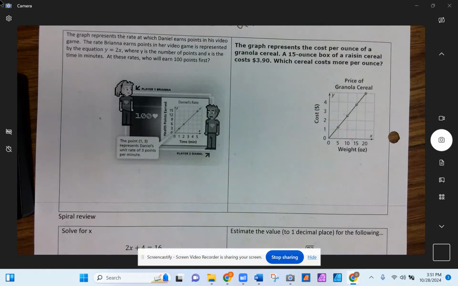The graph represents the rate at which Daniel earns points in his video game. The rate Brianna earns points in her video game is represented by the equation y = 2x, where y is the number of points and x is the time in minutes. At these rates, who will earn 100 points first? So we're basically figuring out who has the highest slope for their particular situation, and whichever one has the highest slope will get to 100 points faster.